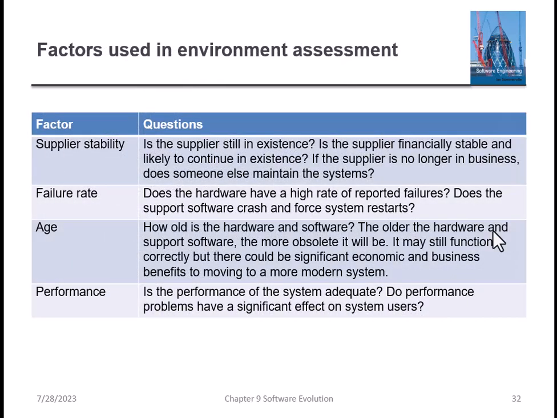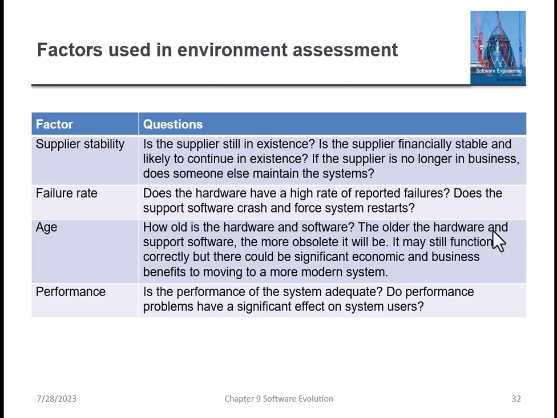Factors used in environmental assessment. Suppliers, these are the four factors. Supplier stability. Is the supplier still in existence? Is he still working or not? Is the supplier financially stable and likely to continue in existence? If the supplier is no longer in business, does someone else maintain the system or not? So these are important questions.